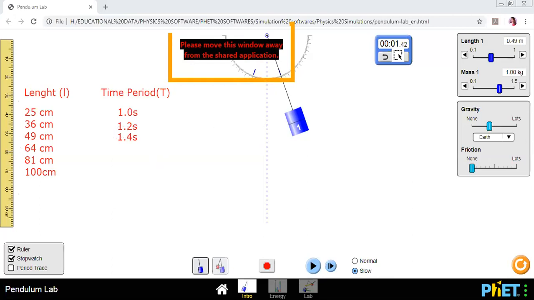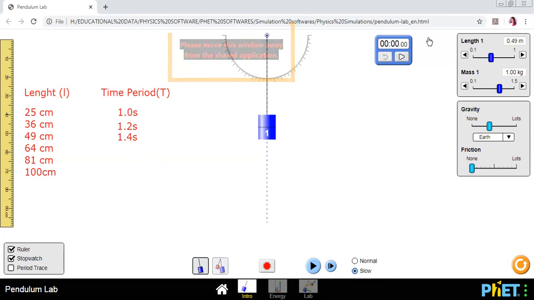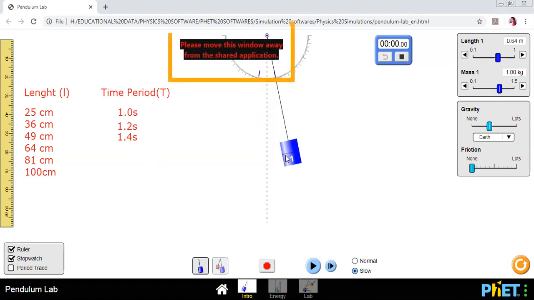Now, another one. How much is the length now? Now we will take the length as, we'll reset this. And how much is the length? 64. So let me take the length of the pendulum as 64. See, how much is the length of the pendulum? 64 centimeters. Then I turn on the timer. I keep it here at what degree? At 20 degrees.